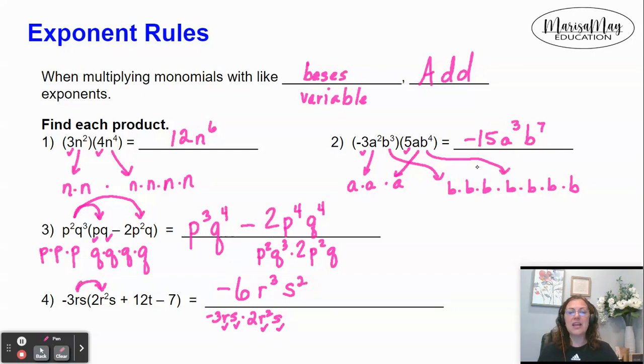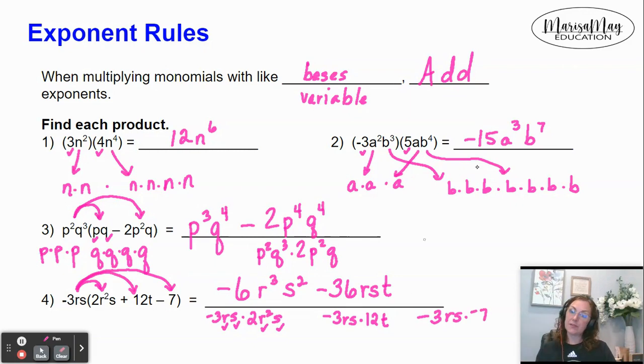Okay, now let's do -3rs times 12t. Take a look at what that looks like. -3rs times 12t. Okay, so that's going to give me -36 when I multiply the -3 times the 12. And then I don't have any of these variables that are the same. So I'm going to have to just write them all out. RST. Okay. One more distributing, -3rs. We've got to distribute it to -7. So we're now multiplying -3rs times -7. So -3 times 7 gives me 21rs. Whew, that's a lot.